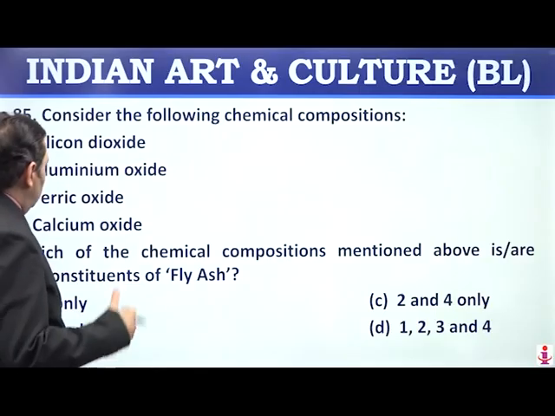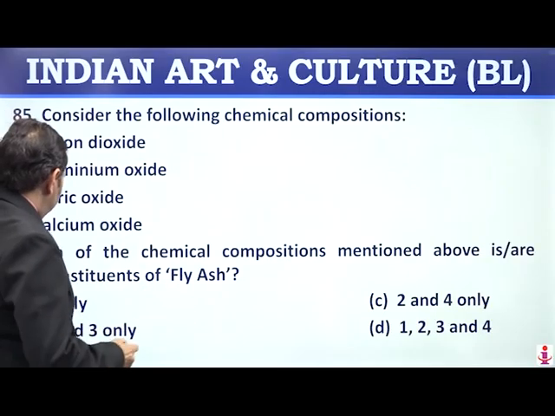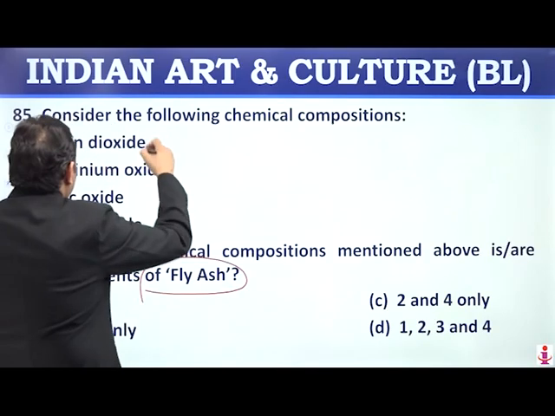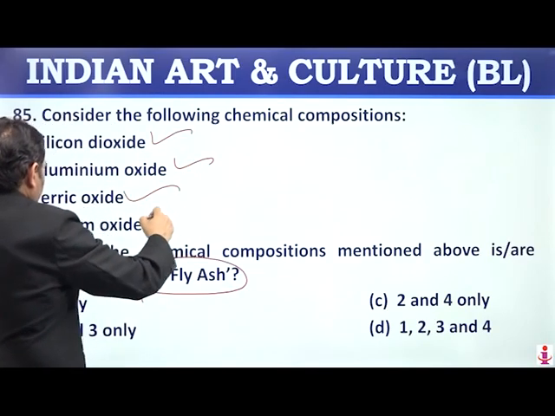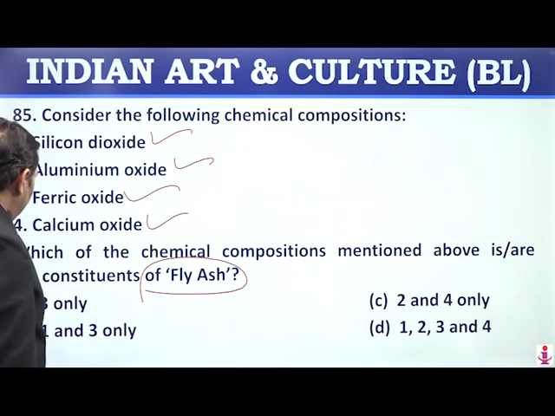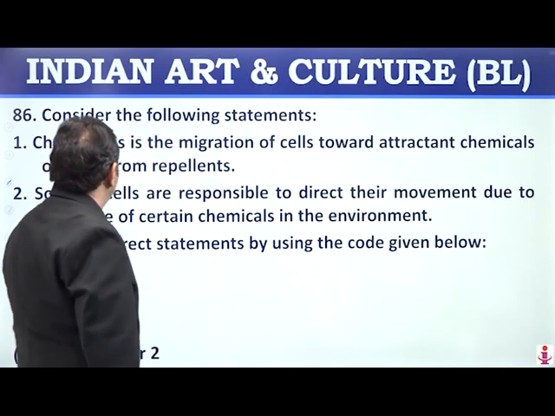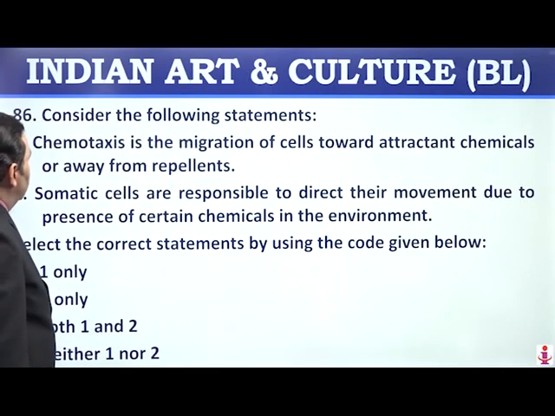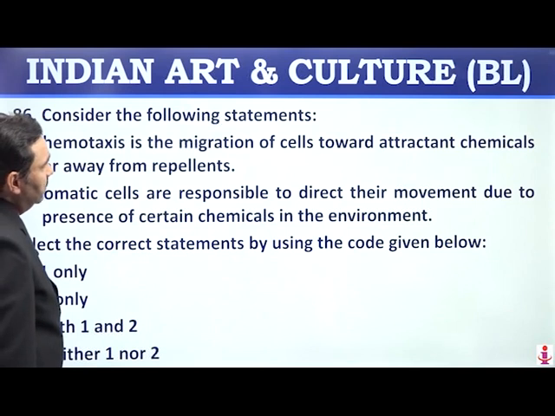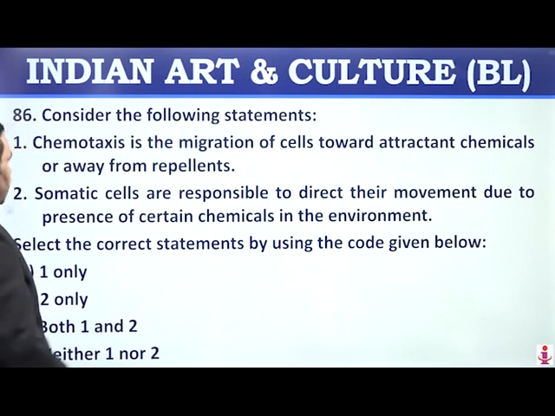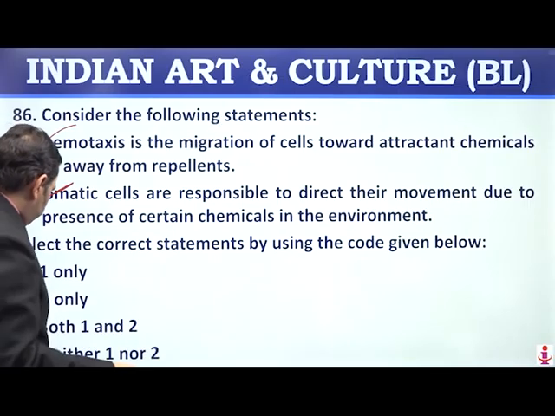85. Compositions of fly ash, silicon, aluminium oxide, ferric oxide, calcium oxide, all of these are part of fly ash 1, 2, 3, 4, that is D. 86. Chemotaxis is a migration of cells towards attracting chemicals or away from the repellents. That's correct. Somatic cells are responsible for direct their movement. Both are correct here. This is about pathogens reacting to different repellents.